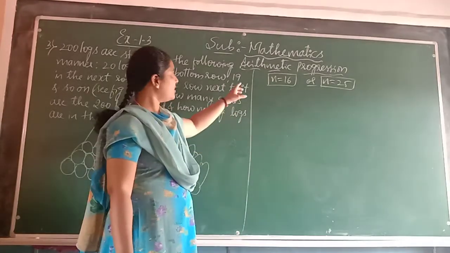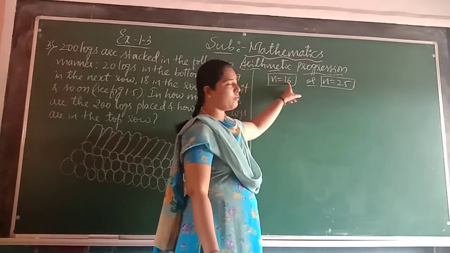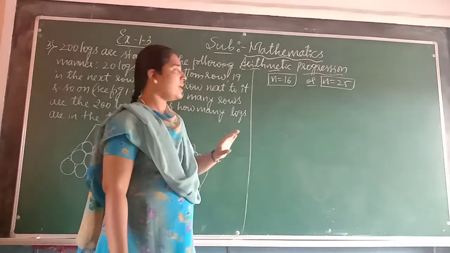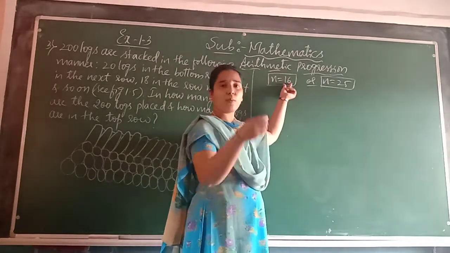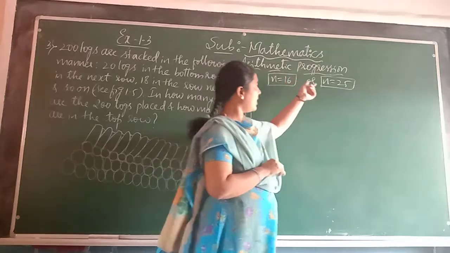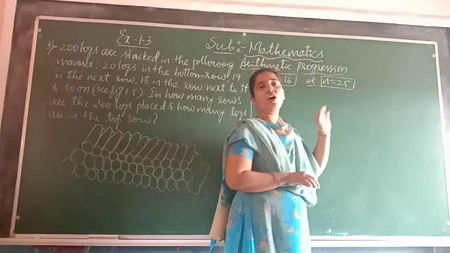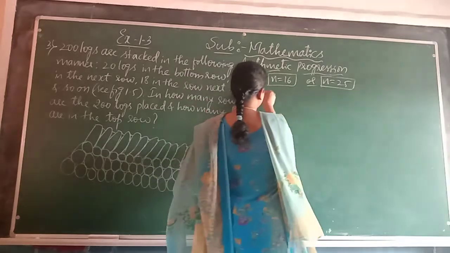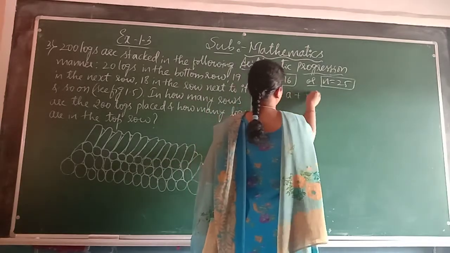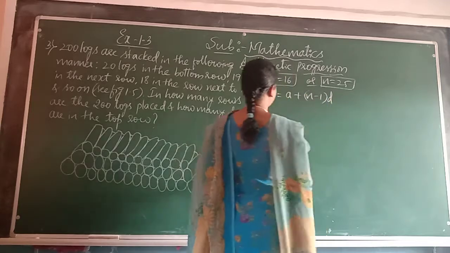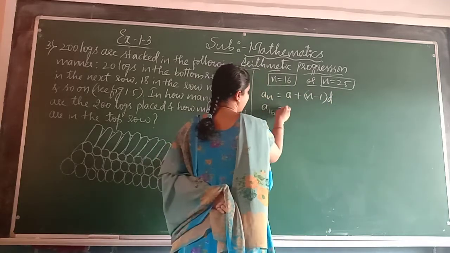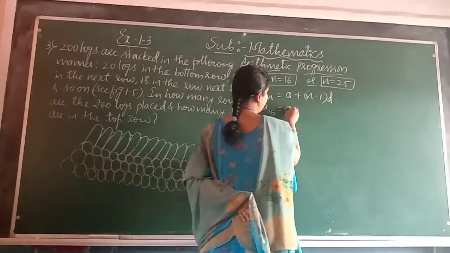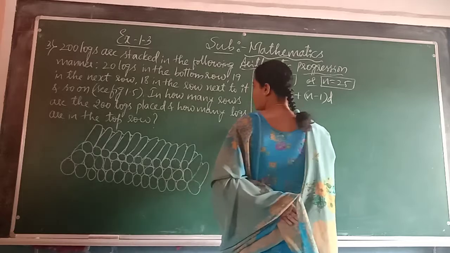Now here we got a number of rows, that is n equal to 16 we got and n equal to 25 we got. Now we have to find in 16th row how many logs are there, and in 25th row how many logs are there, with the help of the formula. That is an is equal to a plus n minus 1 into d. That is a16 because 16th row, n value should be equal to 16. Now a value how much we got?